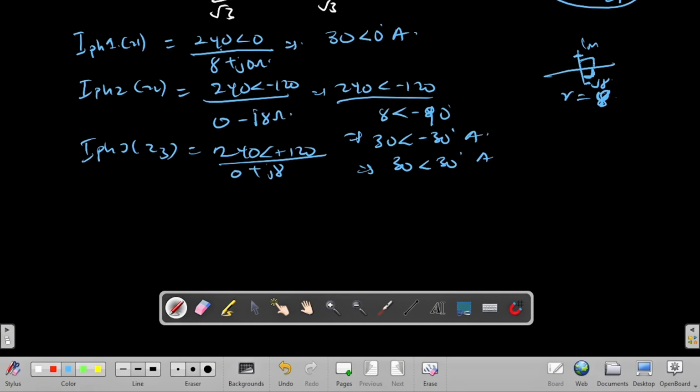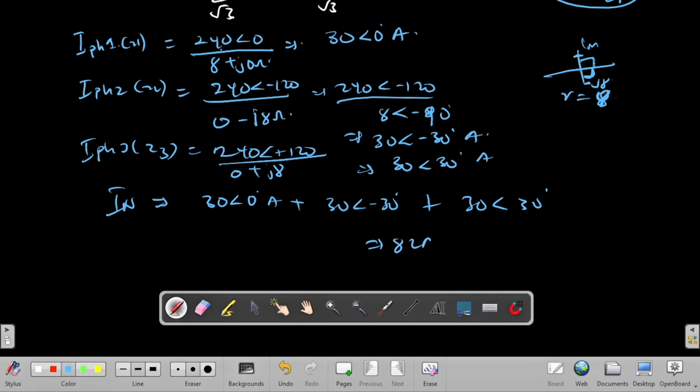Now finally, we have to find the current in our neutral because you're dealing with star. We add 30 angle 0 plus 30 angle negative 30 plus 30 angle 30. To add this, you have to convert to rectangular. So you have 30 cos 0, 30 sine 0, 30 cos negative 30, 30 sine negative 30, 30 cos 30, 30 sine 30. You add all your sine components and all your cos components, and you find the square root of that. You should get 82 amperes, and that is the end of our lesson in three phase.